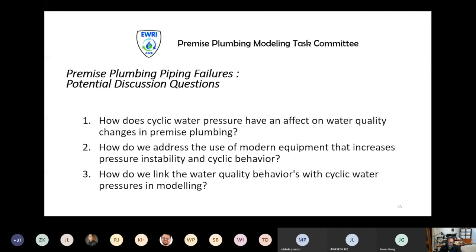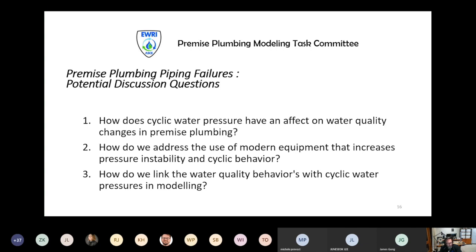And finally, potential discussion questions. How does cyclic water pressure have an effect on the water quality and changes in premise plumbing? How do we address the use of modern equipment that increases pressure instability or cyclic behaviour? And how do we link the water quality behaviour with cyclic water pressures in modelling?